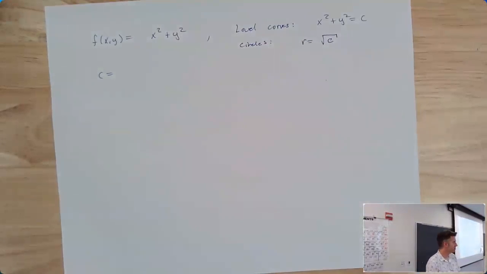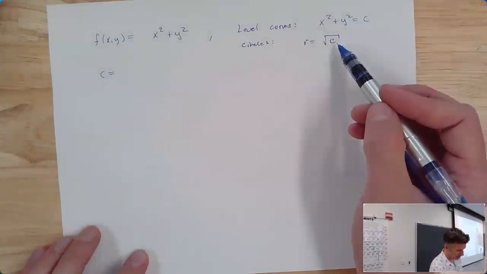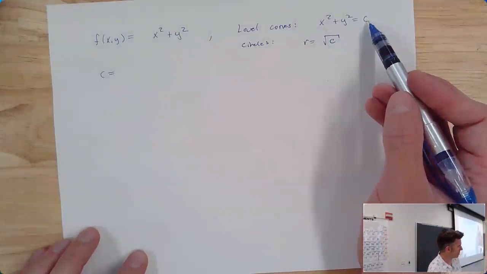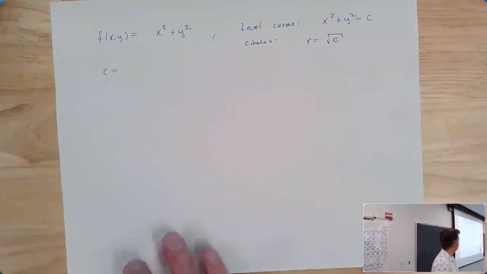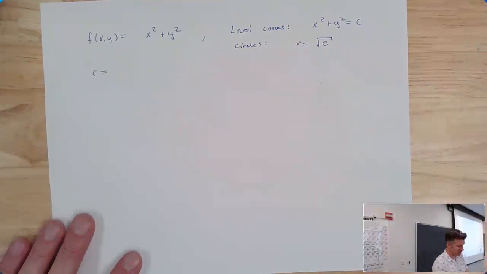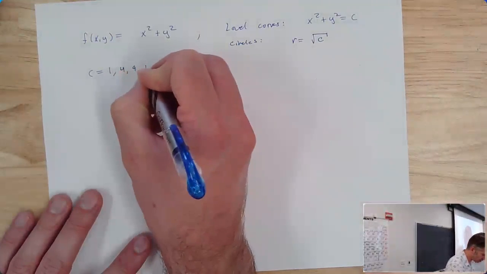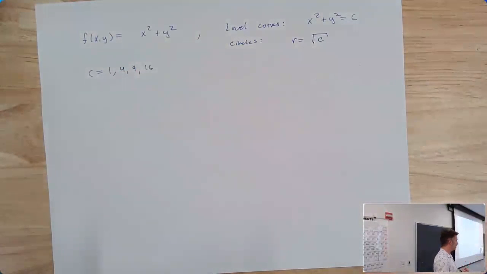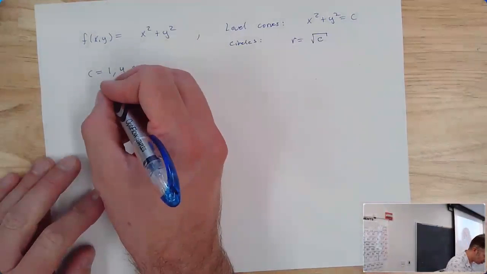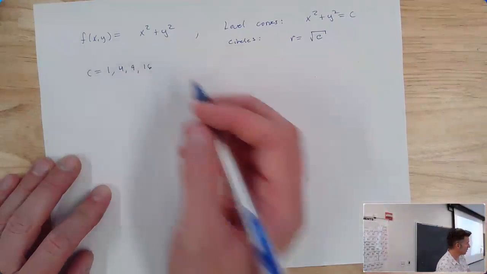Square root of c, right? The equation of a circle is (x minus the center's x-coordinate) squared plus (y minus the center's y-coordinate) squared equals the radius squared. So the radius here has to be the square root of c, because that's the square root of c squared. If we pick some choice values of c, like c equal to 1, 4, 9, or 16, picking the nice square values, we get circles of radius 1, 2, 3, and 4.